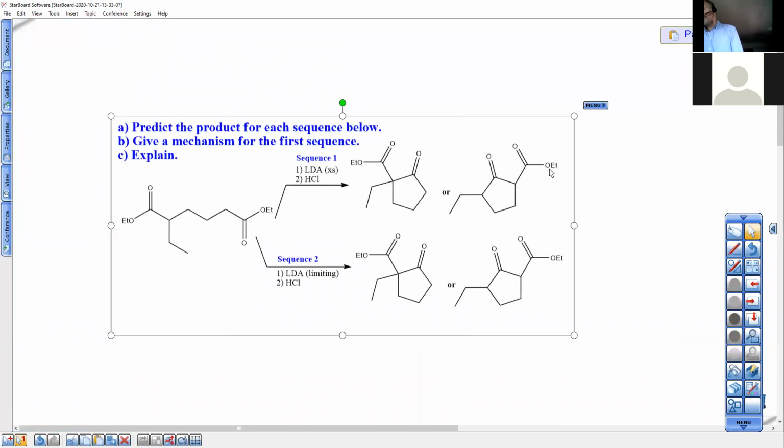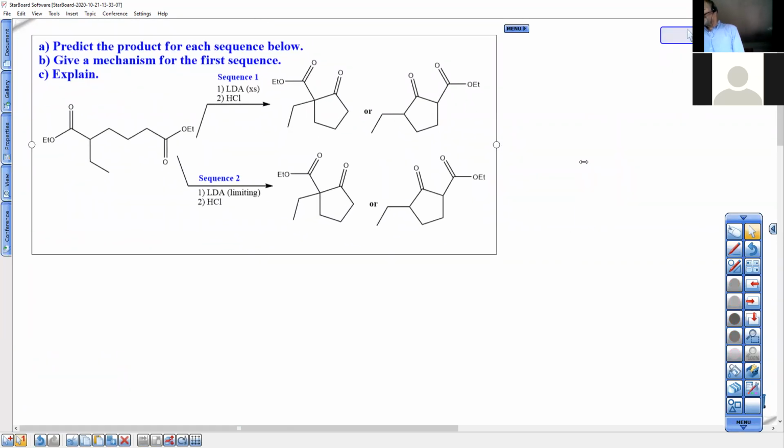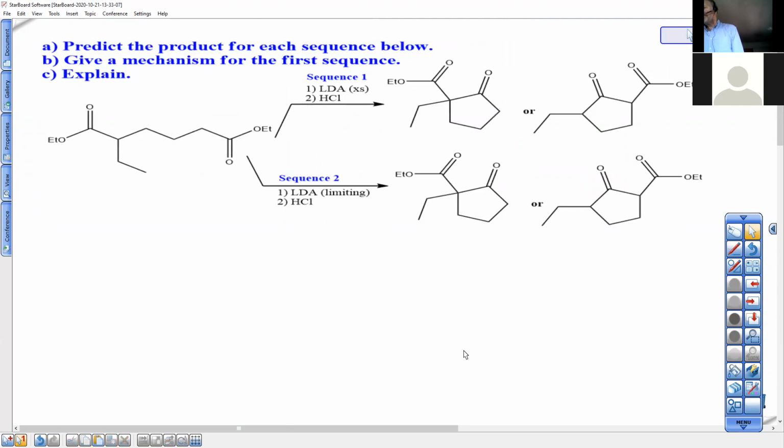And we'll do this separately. Previous page, there's the introduction to the exercise. It will stretch it out. Excess LDA in sequence 1.